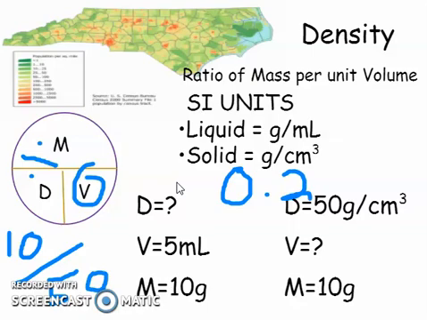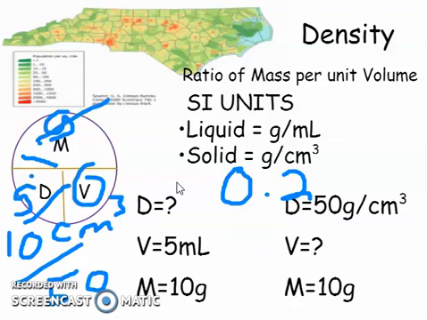Mass is in grams. Density is in grams per centimeter cubed, cm to the third. Therefore the grams are going to cancel out. My volume is then 0.2 centimeters cubed.